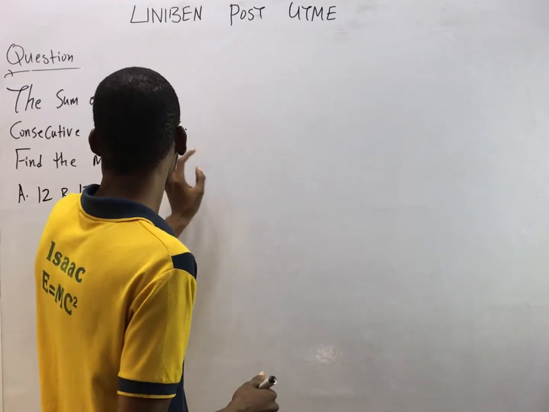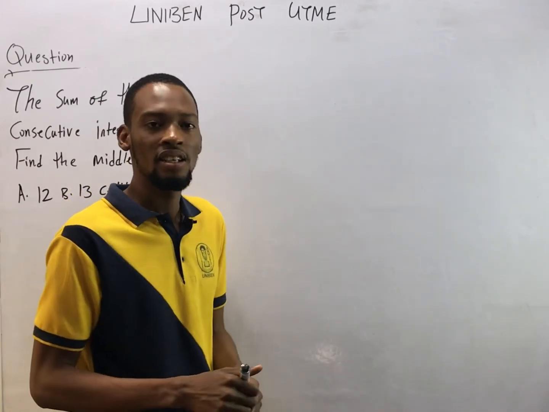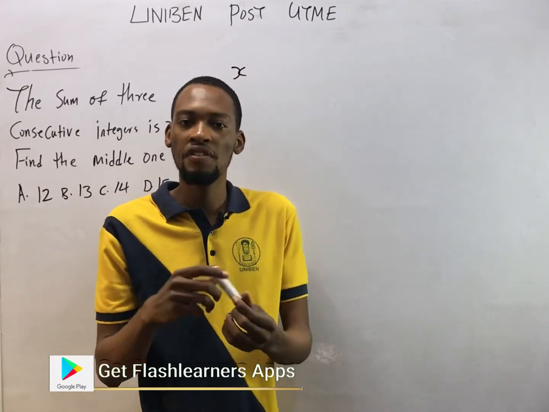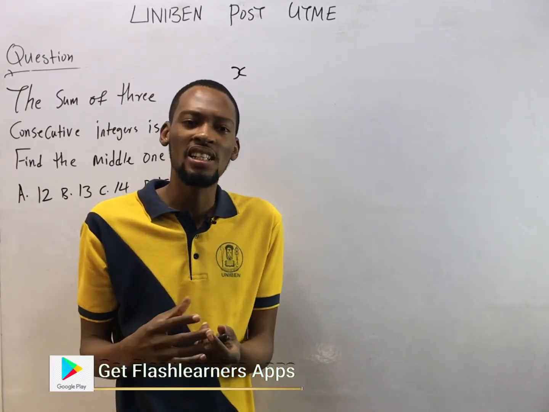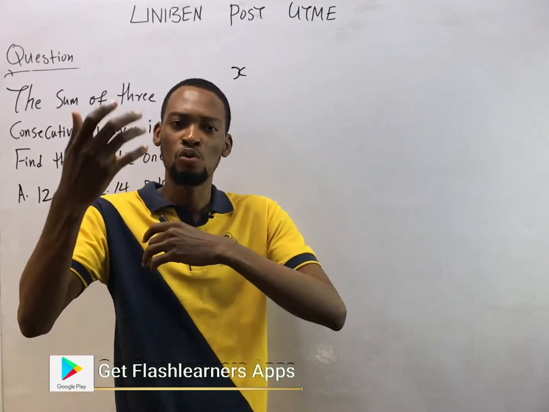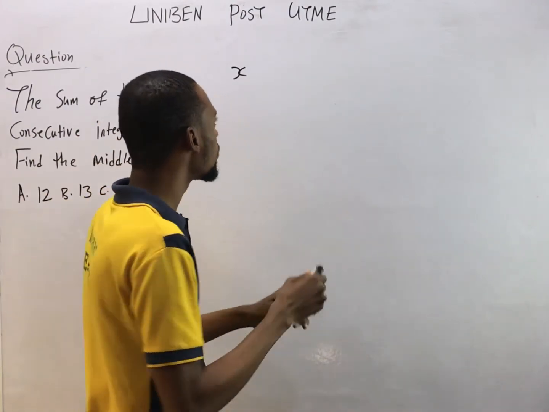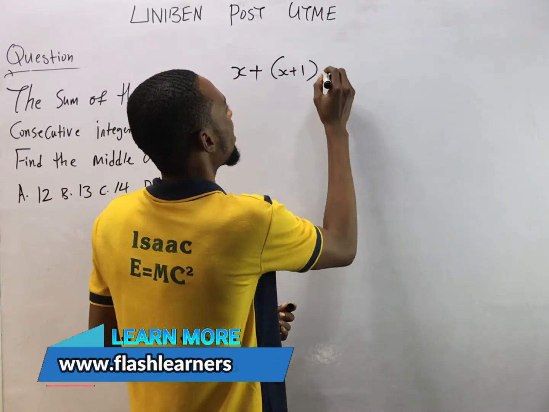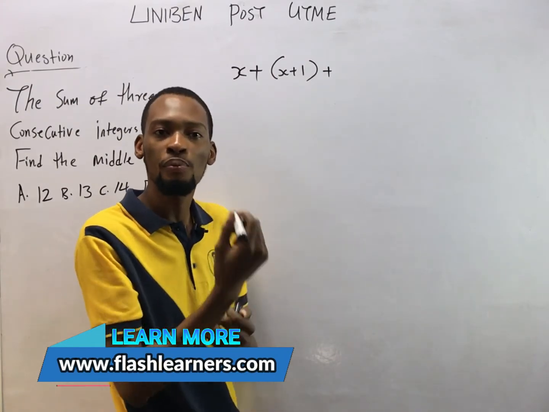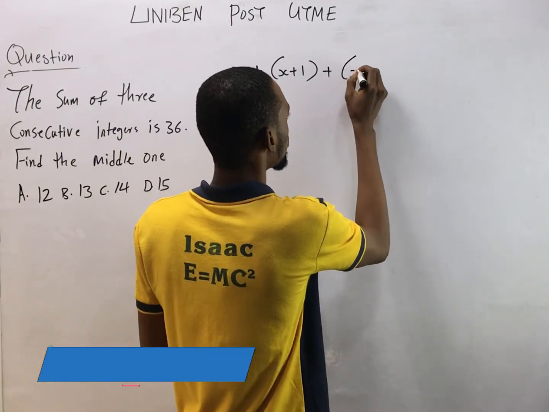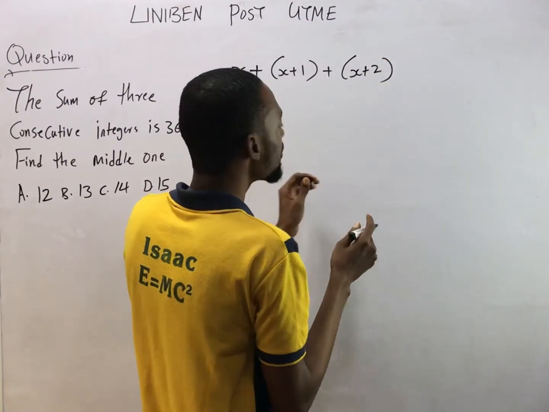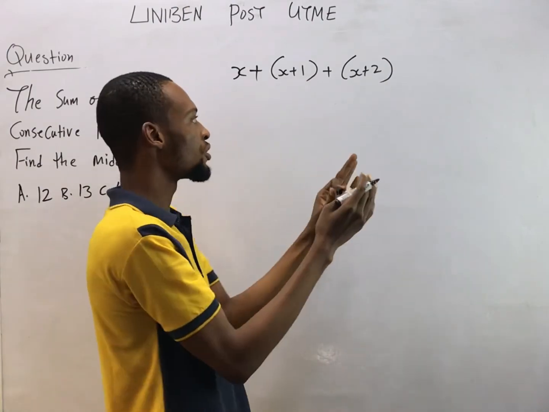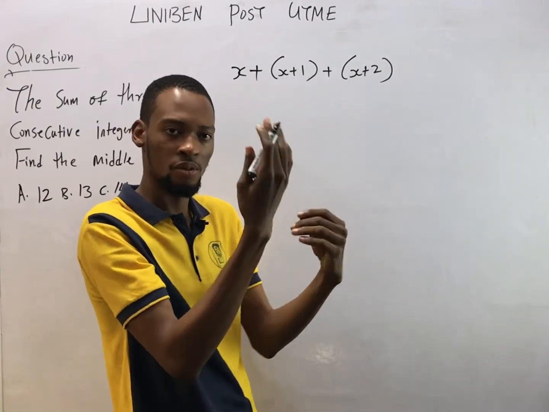Now, consecutive numbers. So let the first number be S. If the first number is S, it means that the second number is S plus 1, because they are increasing. And the third number will be what? S plus 2. Now, since they said 3, we've gotten 1, 2, 3. So we'll stop. If it were 4, we'd continue. The fourth one will be S plus 3 and so on.